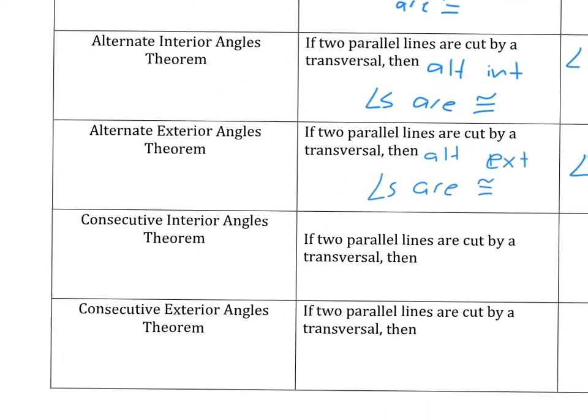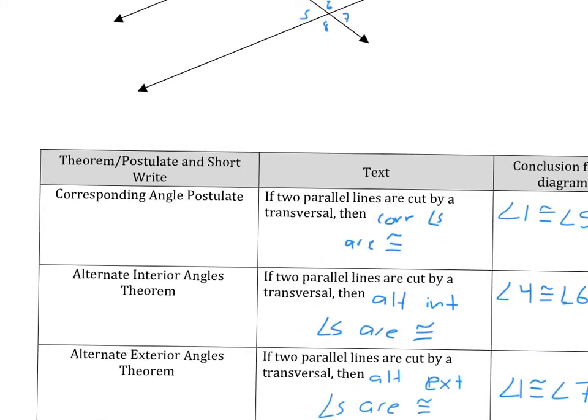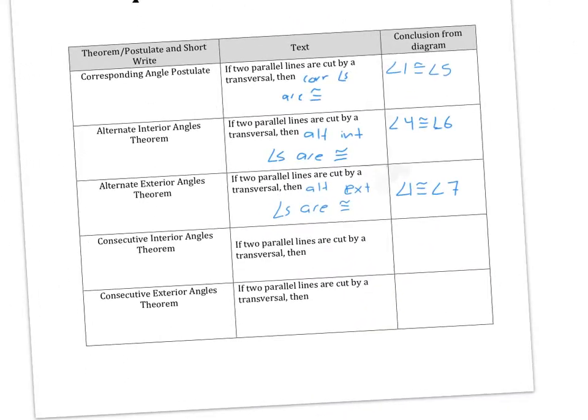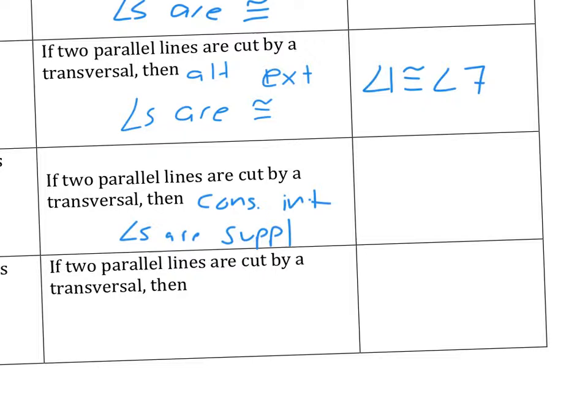Now, consecutive interior angles would be something like this, 4 and 5. These two here are consecutive interior, as are 3 and 6. Notice that this one here is obtuse and this one here is acute. It makes perfect sense that those two would be supplementary. So consecutive interior angles are supplementary when we have two parallel lines.